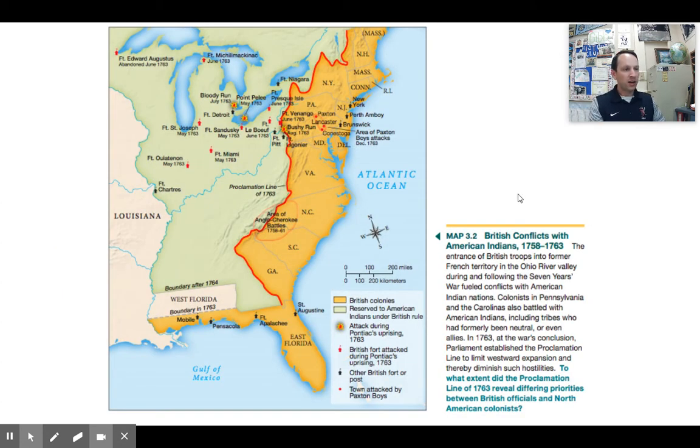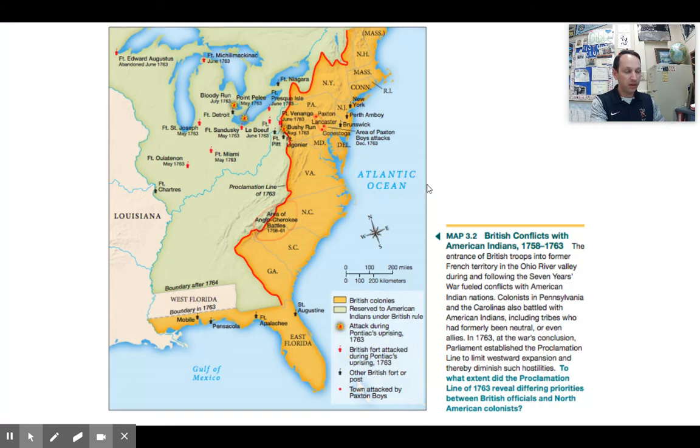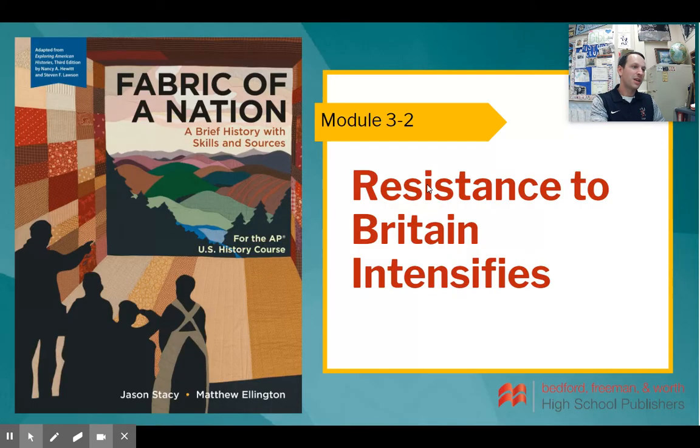All right, so the Proclamation Line is illustrated here, this red line. Colonists could not move west of that line. You can see all the forts in the west. Do you have to memorize names of all these forts? Absolutely not. Don't worry about it. But the gist of the first section is the French and Indian War gets the French out of North America. It changes the relationship permanently between the colonists and the British.